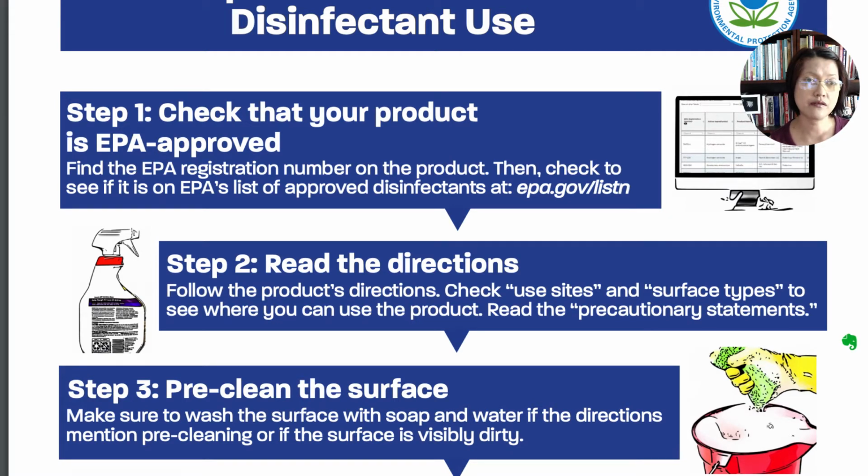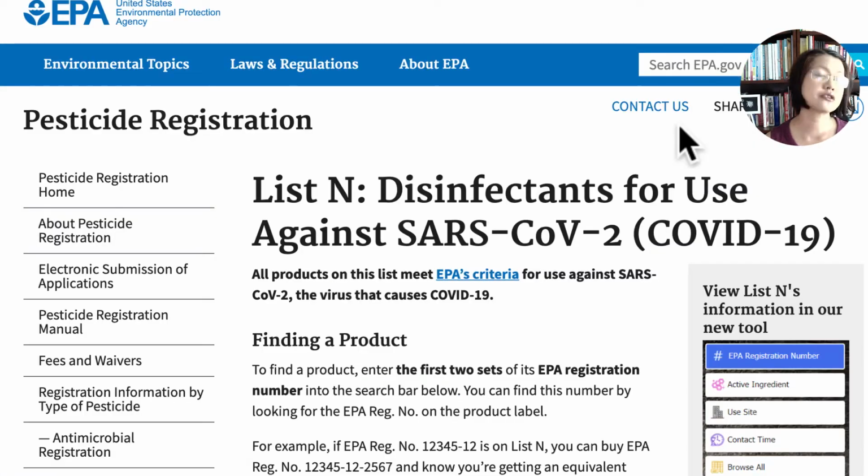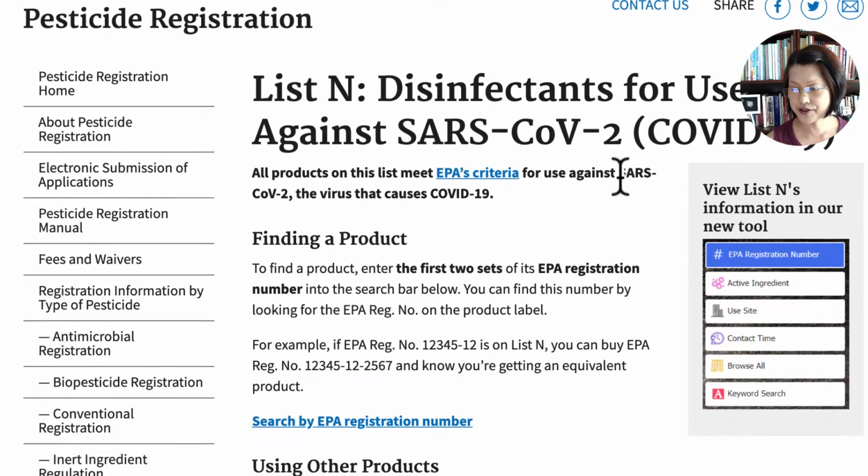Now in Canada, we have a Canadian Environmental Protection Act registry, but as far as I could tell from the website, they do not have a similar list. So go to this link over here, epa.gov/list N, to see if you want to check a particular product to see if it's there.